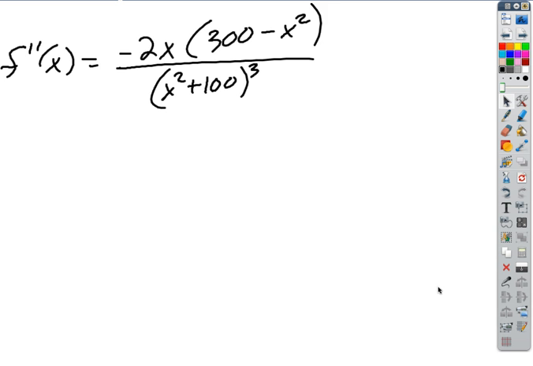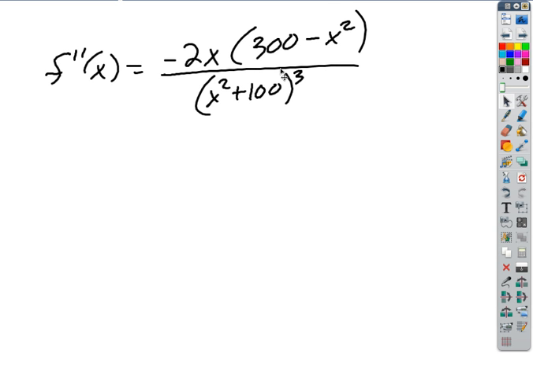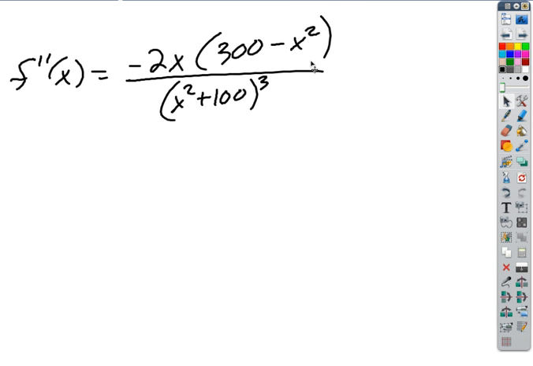Now, if we want to find the critical numbers, we'd want to know where they are. Well, the bottom is never zero, so we had no problems there, but where would be the zeros of the top? So this equals zero when either x equals zero, or when x squared equals 300. Everybody agree? And x squared equals 300 when x equals plus or minus the square root of 300.